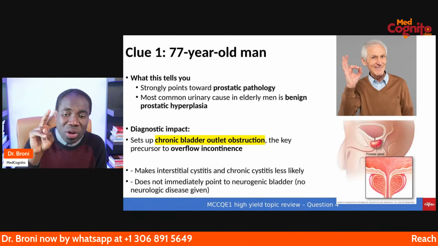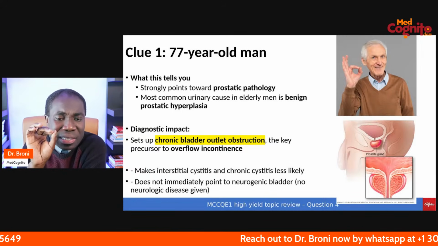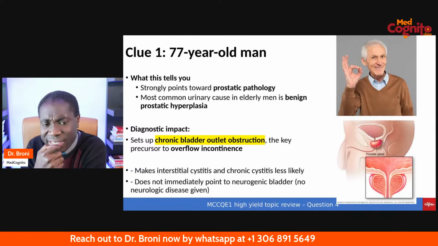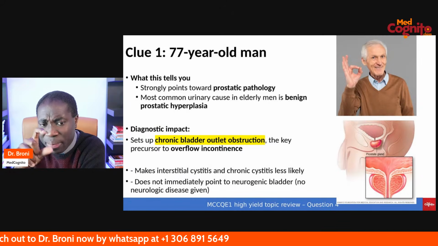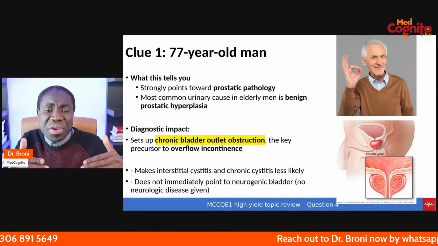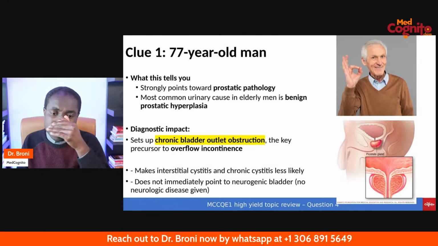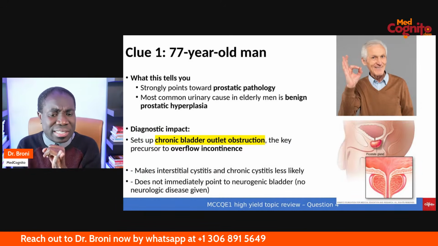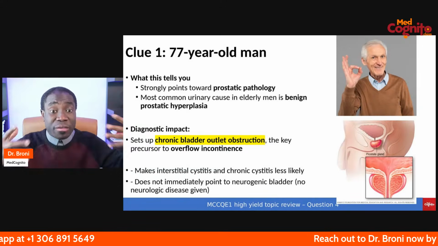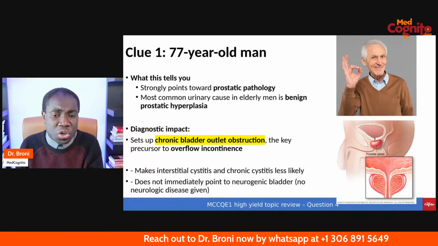Number 2, what is the diagnostic impact on this patient? This patient has been having this for some time. And you realize that it's a chronic bladder outlet obstruction the patient has. And it's usually a precursor to overflow incontinence. So this makes interstitial cystitis and chronic cystitis less likely. So it's like in a question we are solving a puzzle, right? And it does not immediately point to neurogenic bladder.